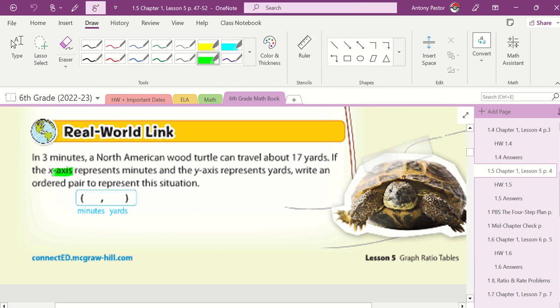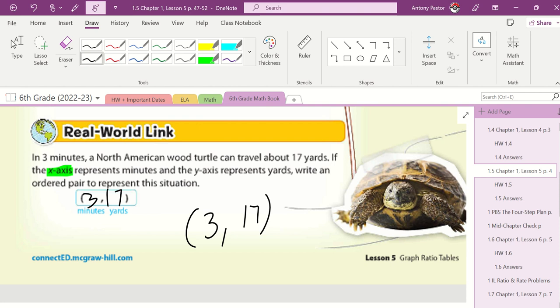So x is going to be represented by minutes, so 3 minutes. If in 3 minutes the American wood turtle can travel about 17 yards, that is going to be my ordered pair, 3, 17. We would still look at it to see if we could simplify it, just like any fraction. But 17 is not going to be a multiple of 3. Therefore, it is already simplified.